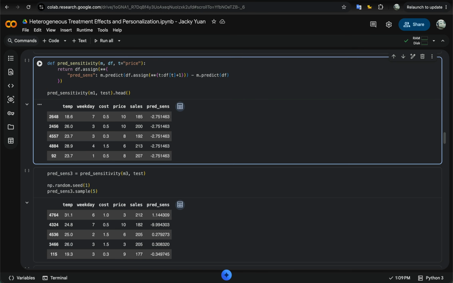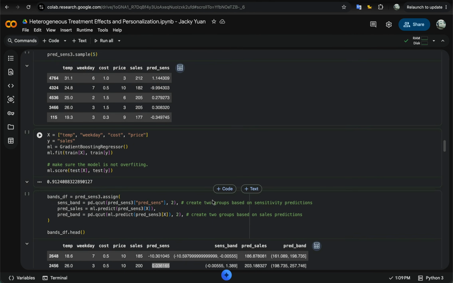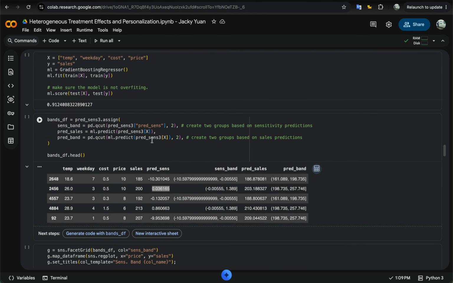Once we have the predicted sensitivity, we can segment the days into groups. Right here, for example, I segment into 2 groups. We will notice that some of the days are highly price sensitive, and some of the days are less price sensitive. The days that are less price sensitive are the better candidates for a price increase.